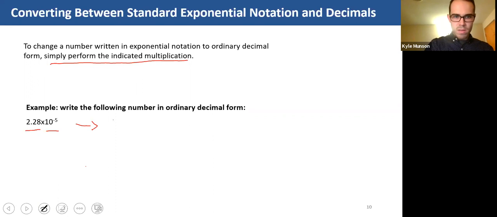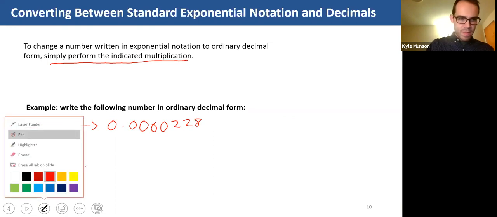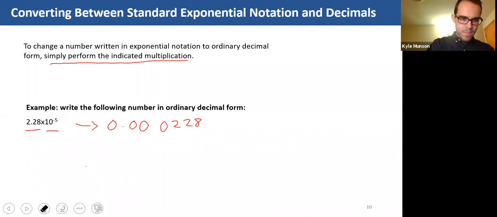So it's going to be 0.0000228. Okay, is that right? Yes, this is the answer I got. You can correct me if I'm wrong, but that's what you should get. Just doing the indicated multiplication, you should get this number. So practice with that and become familiar with it. If you have any trouble, you can reach out to me.